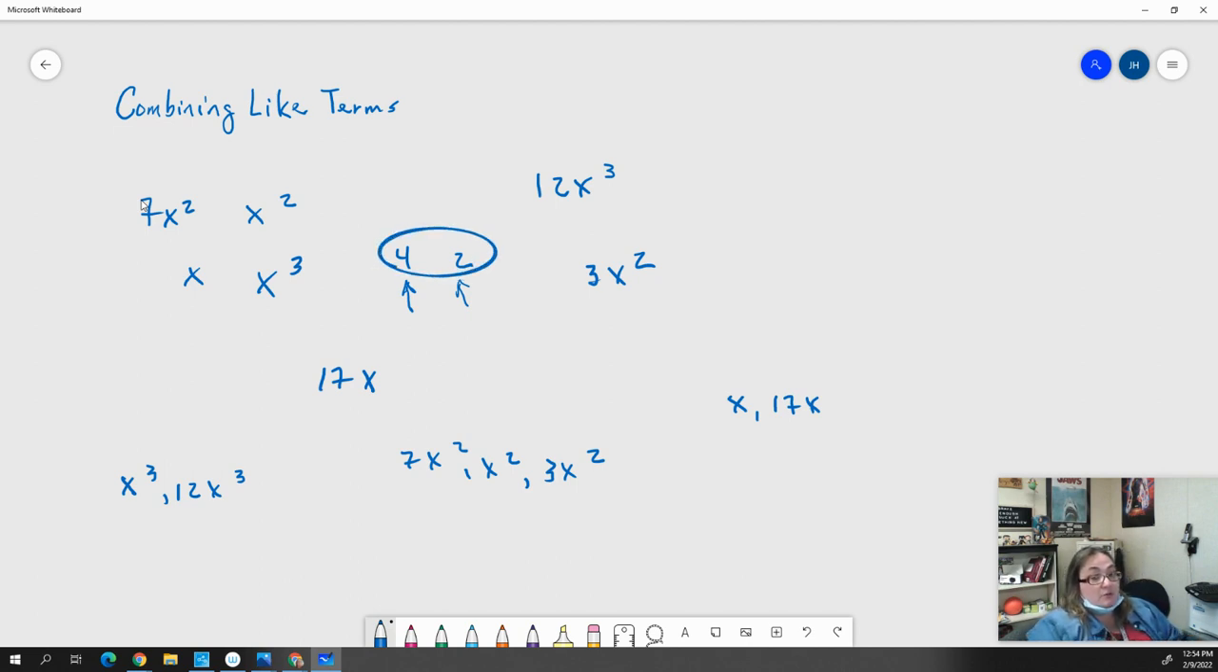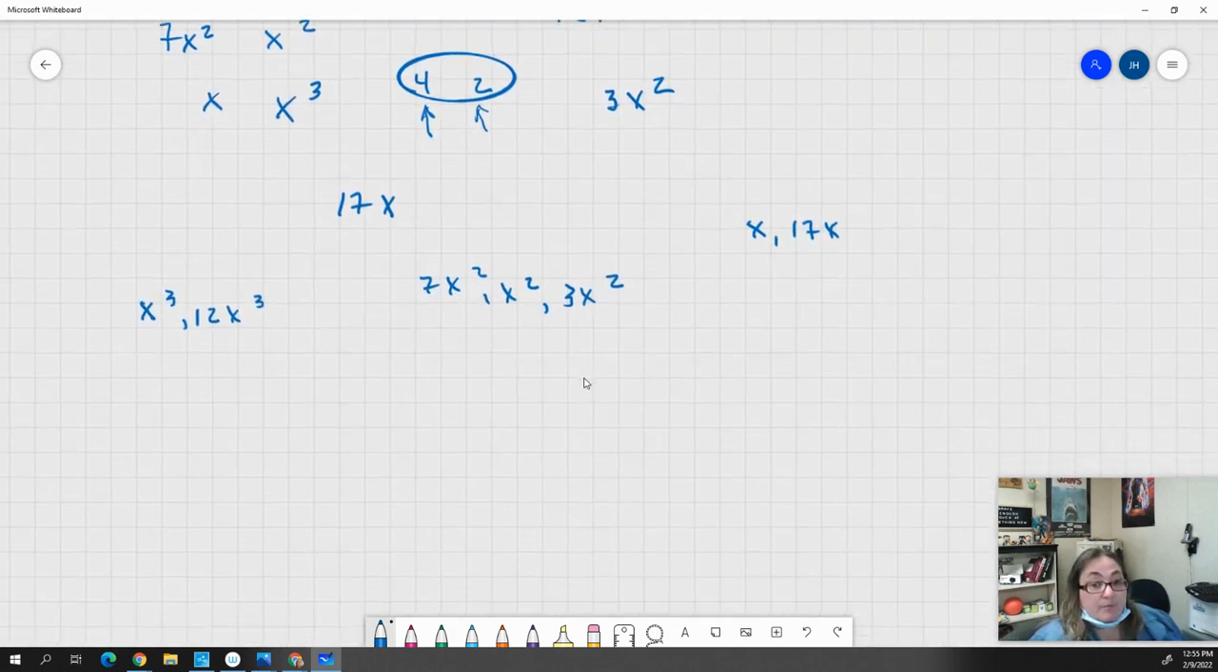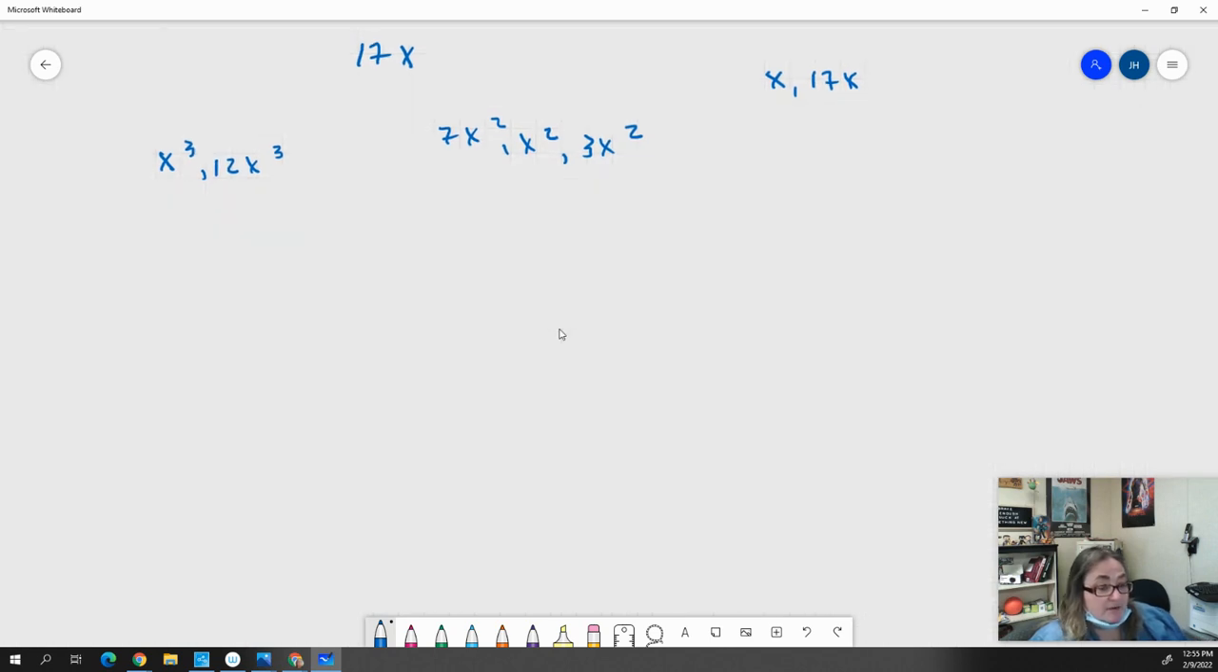And when we're talking about like terms, that's what we mean by combining them. I can combine x cubed and 12x cubed. I can add and subtract them to each other. And really that's what we're talking about, being able to add and subtract them when we're talking about polynomials. In the last lesson, we were talking about expressions and evaluating them by plugging things in for the variable. Today, we're going to talk about the different parts of an expression.